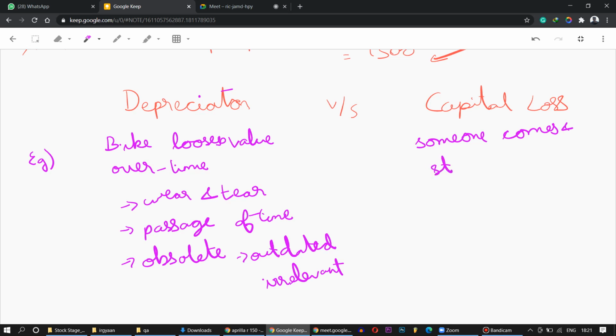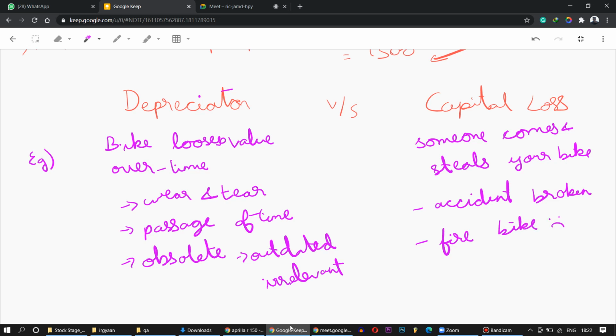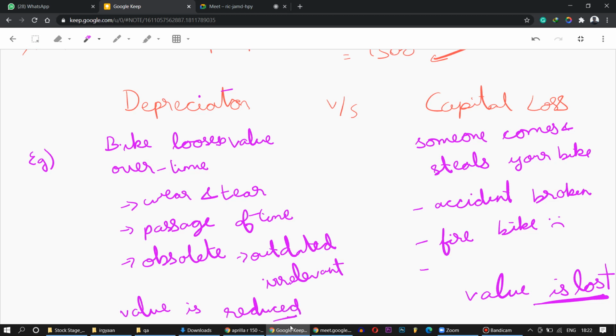And capital loss is when someone comes and steals your bike. Or your bike gets into an accident and everything is demolished, everything is broken. Or fire comes and your bike is no more. What more examples can I say? Anyways, so this happens. Here the value is lost, gone. Here value is reduced. Here you will shed more tears. Here you won't give an F.